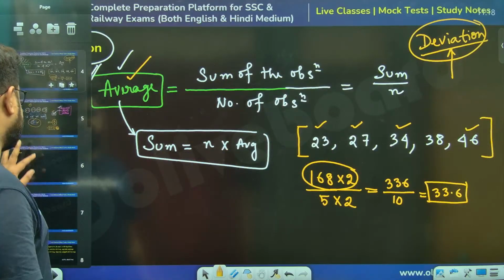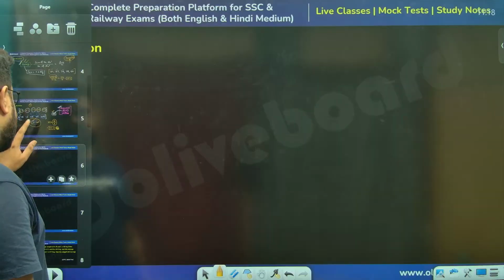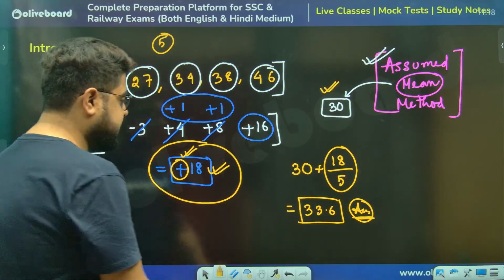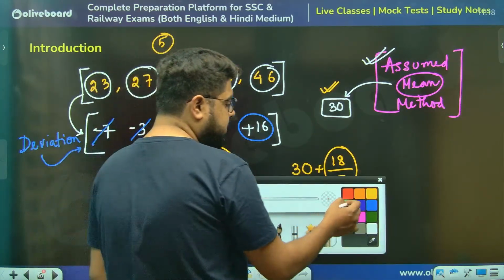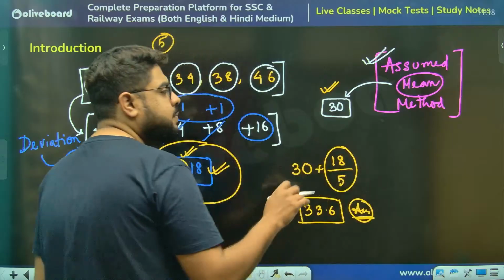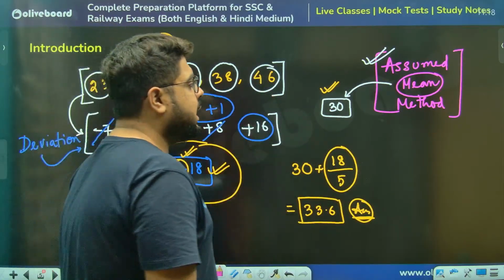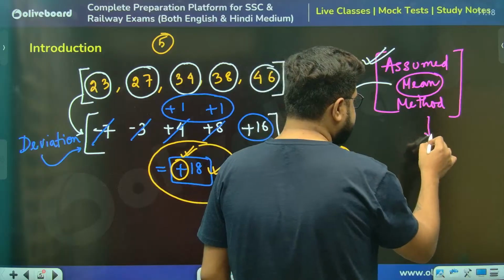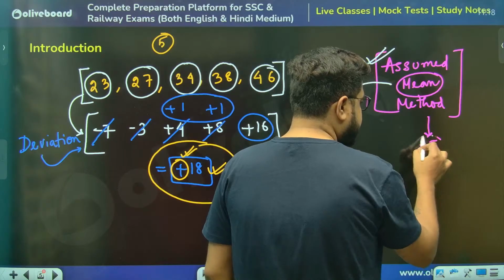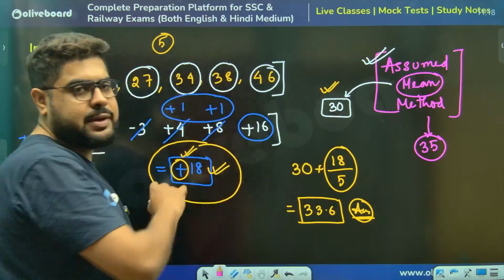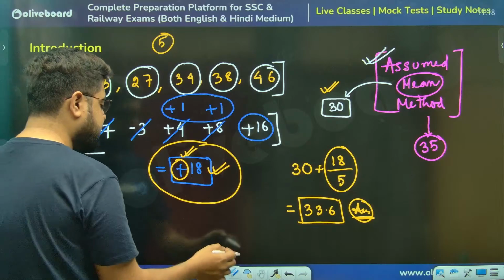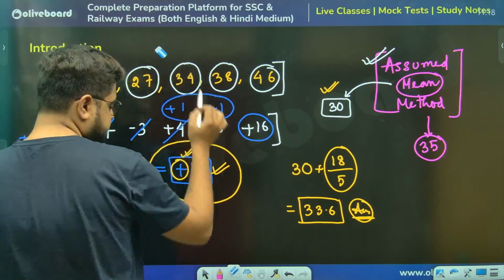Acha, this is done. One more thing. Let me show you one interesting thing. I told you, it works. You see, I had taken the assumed mean as 30. Now if I take the assumed mean as 35 for this very data set, let's see whether it works or not.